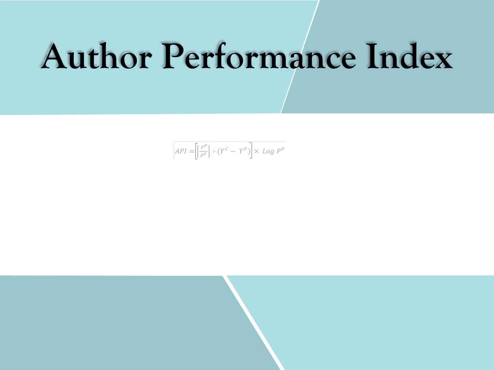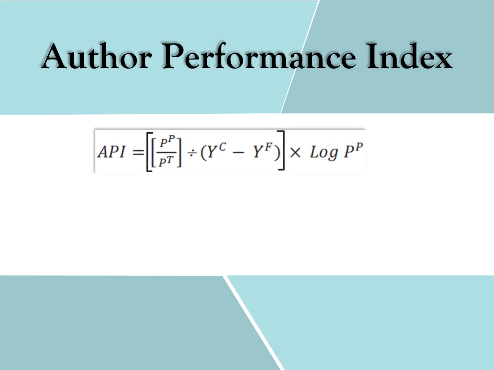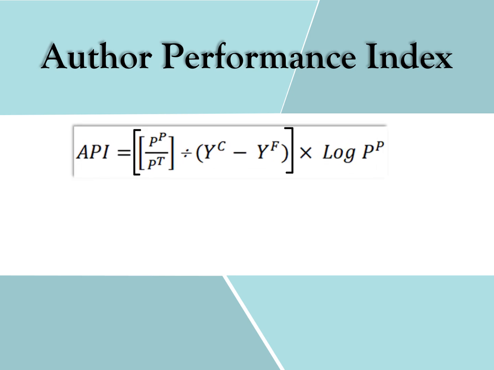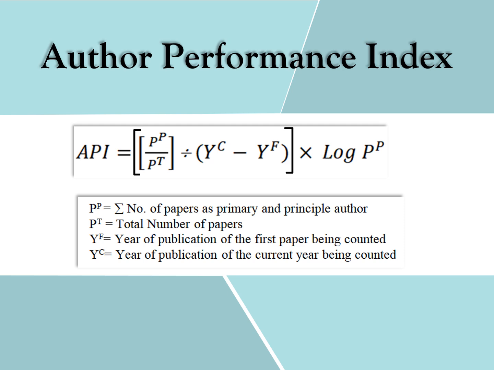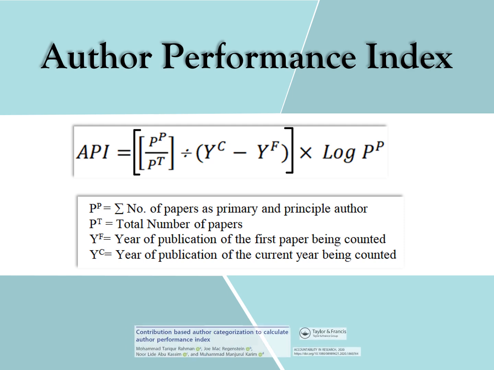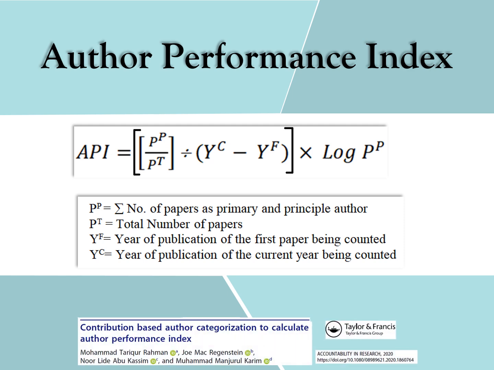If the above author categorization is accepted, then we can use this equation to measure the performance of an individual as an author. In this equation, PP refers to the number of papers as primary and principal author, PT refers to the total number of papers, YF is the year of publication of the first paper being counted, and YC is the year of publication of the current year being counted. Although one may not see an exclusive presence of co-author in the equation, it is however embedded in the PT, which counts the total number of papers as primary, principal, and co-authors.